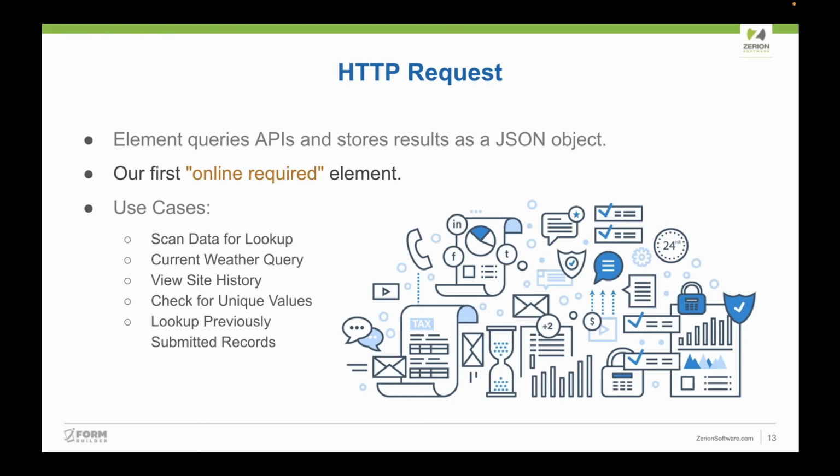So this is the next new element that we're creating that's in development right now, which we're calling the HTTP request element. This is going to let you query APIs that you build, send that data to iForm on the devices, and store it as a JSON object. One of the key things is that it's going to be our first online only feature. Pretty self-explanatory. The users in the field will have to be in a connected environment in order to use this feature.